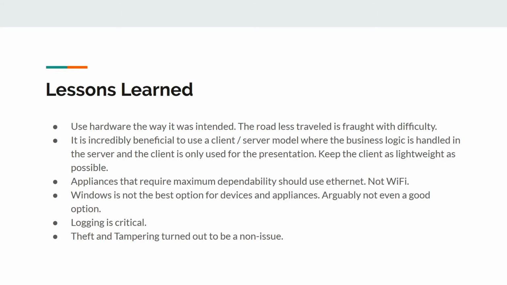Another lesson is that Windows is not the best option for these types of devices or appliances. It's arguably not even a good option. Please don't write me hate mail about this.